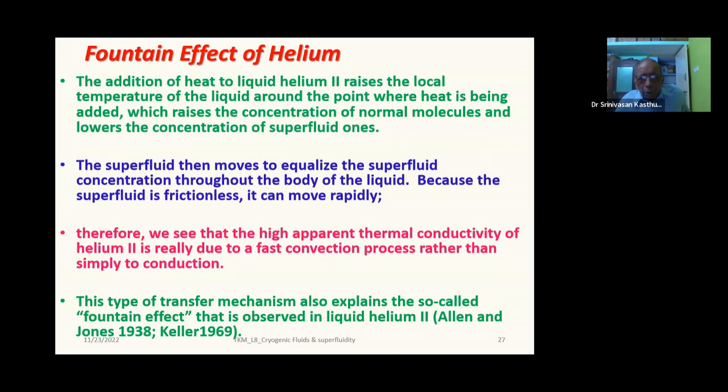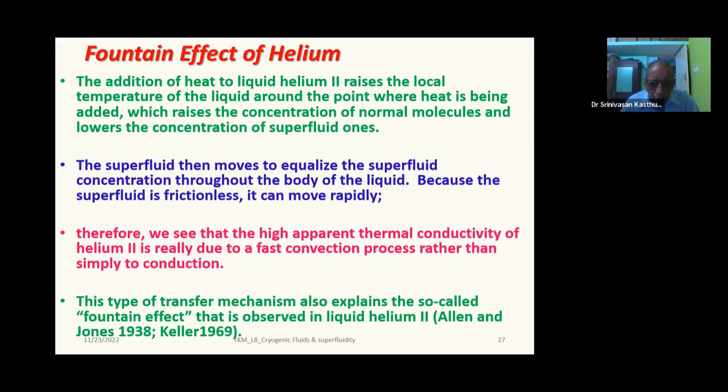The addition of heat to helium-2 raises the local temperature of the liquid around that point, which raises the concentration of normal fluid and lowers the concentration of superfluid. The superfluid then moves very quickly and equalizes the superfluid concentration throughout the body. Because superfluid is frictionless and moves very rapidly, the apparent thermal conductivity of helium-2 is really due to a fast convection process rather than conduction.